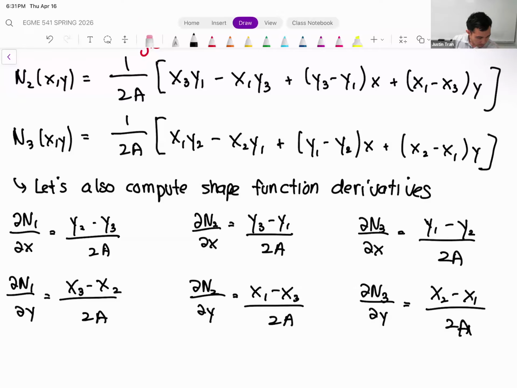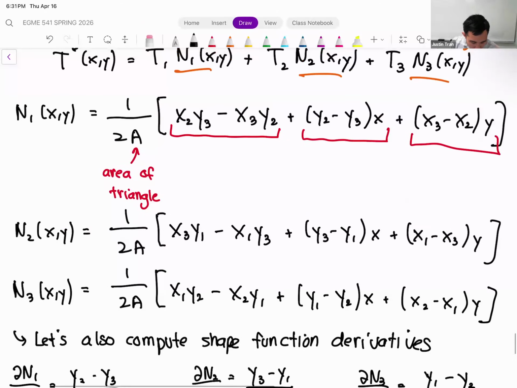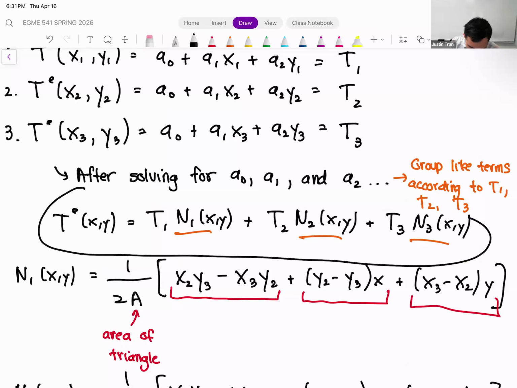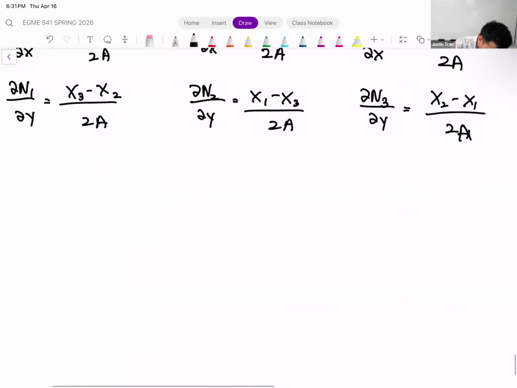Okay. So now that we have our shape functions, now that we have our approximation function, we are ready to start moving this into our weak form. So let's go ahead and start moving this into our weak form.